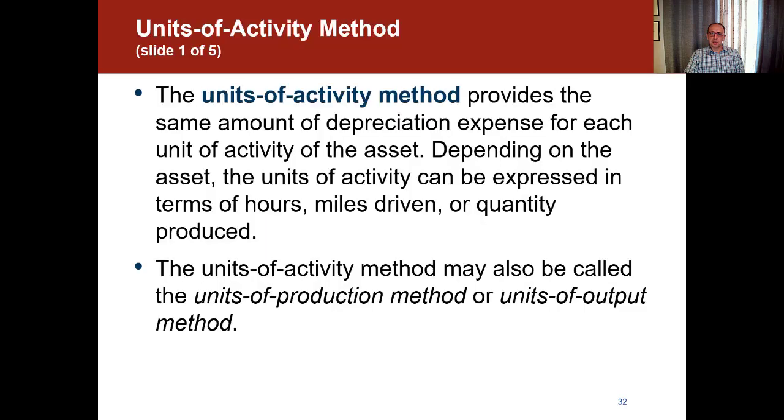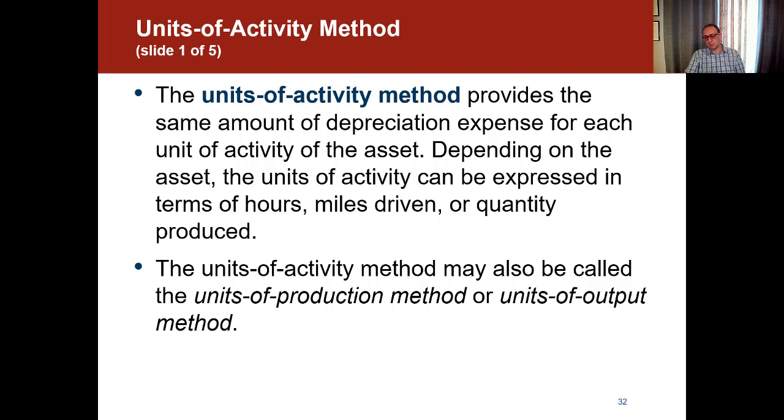Now let's see the other method, which is the units of activity method. This is a method that's based on production. So it doesn't have a stable depreciation expense from year to year. The depreciation expense varies with the use of the asset. The units of activity method, sometimes called the units of production method, provides the same amount of depreciation expense for each unit of activity of the asset. Depending on the asset, the unit of activity can be expressed in terms of hours, miles driven, or quantity produced. So again, it depends on the kind of asset.